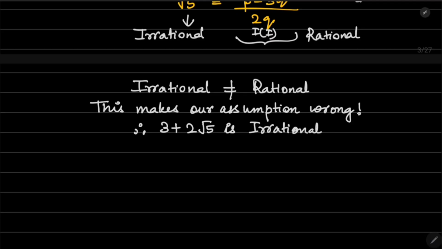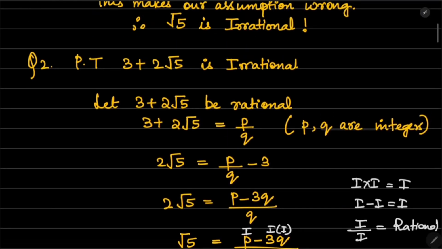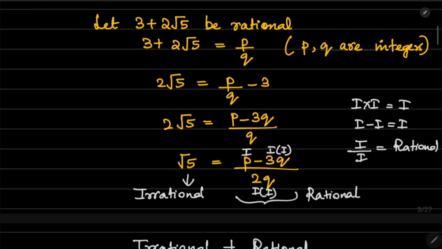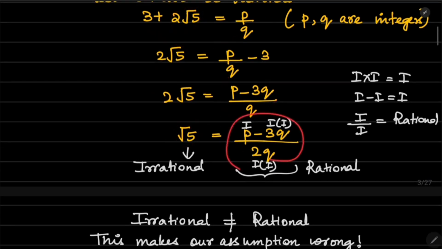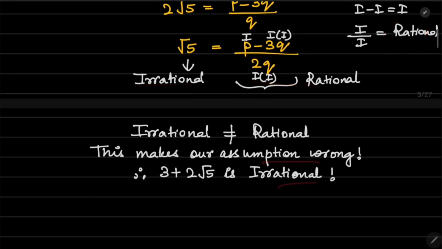Okay, so this is your question number 2. Start with assuming that it is rational, and the entire expression 3 plus 2 root 5 equal to P by Q. Separate out the term which has an irrational term in it. 3 goes to the other side. Take the LCM and make sure you have only the irrational term on one side, everything else on the other side. Here you can see that integer minus integer into integer is also an integer. So I minus I is I. I by I is rational. So irrational cannot be equal to rational, which makes our assumption wrong.